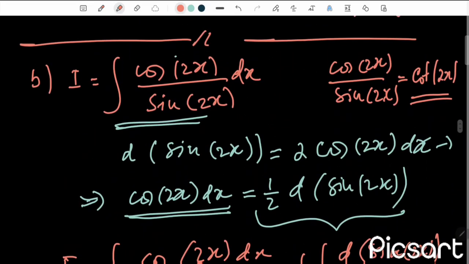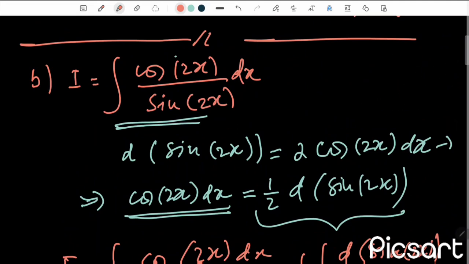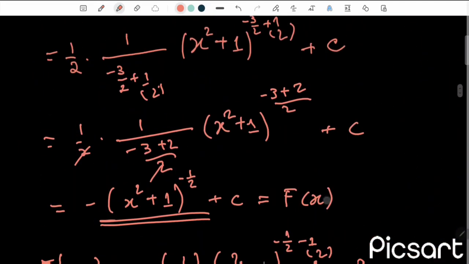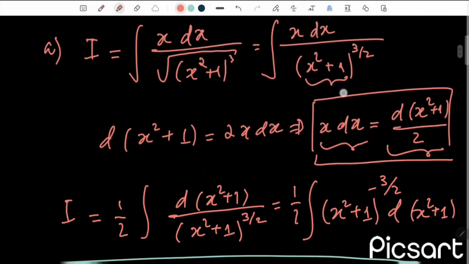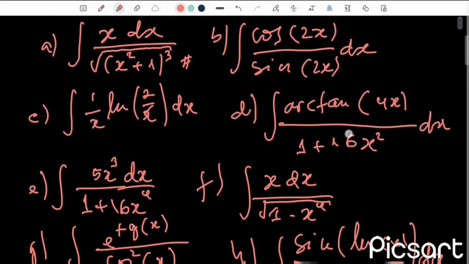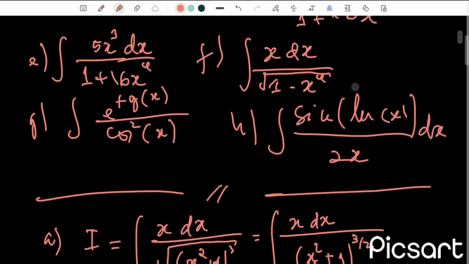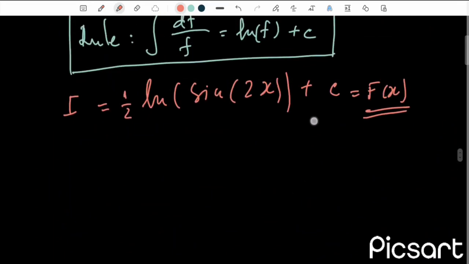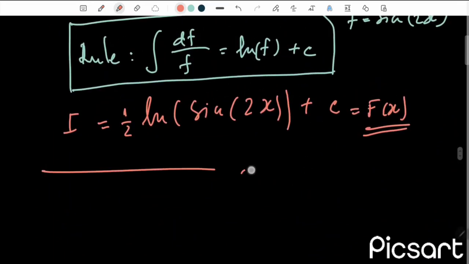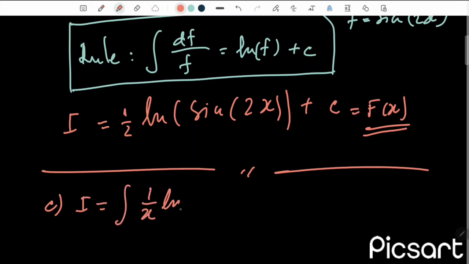Then okay, for this exercise it's okay, we will continue solving the next exercise, which is the c. I equal to the integral of 1 over x ln of 2 over x d of x.